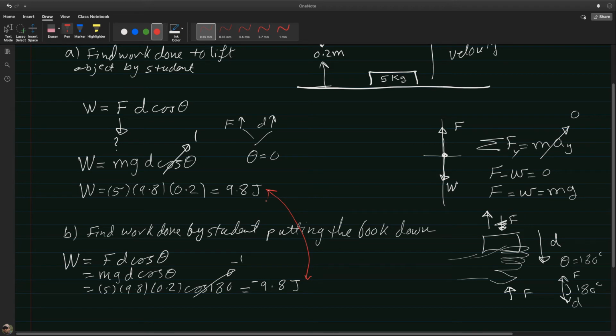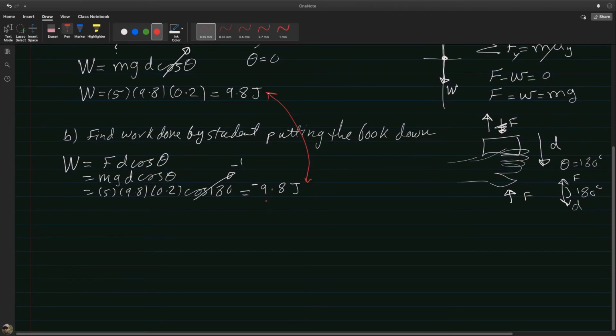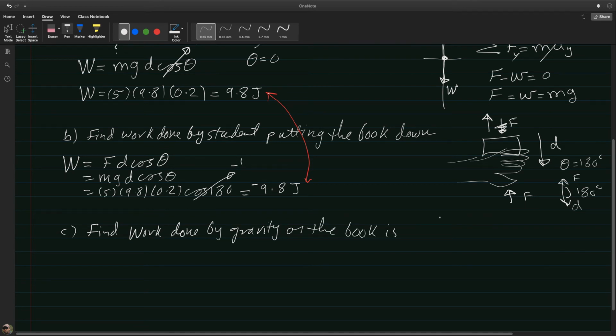How about this? Now we are going to find, okay, part C, the work done by gravity, not by the student, as the book is being lifted up, or carried up. Let's do that. Remember, we are still moving the book up by the student at a constant velocity, but we need to find the work done by gravity at this time. All right, now let's try that. How do we do that?